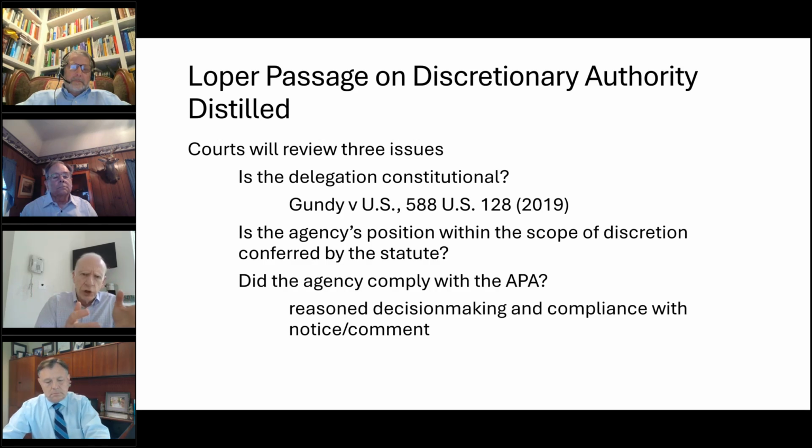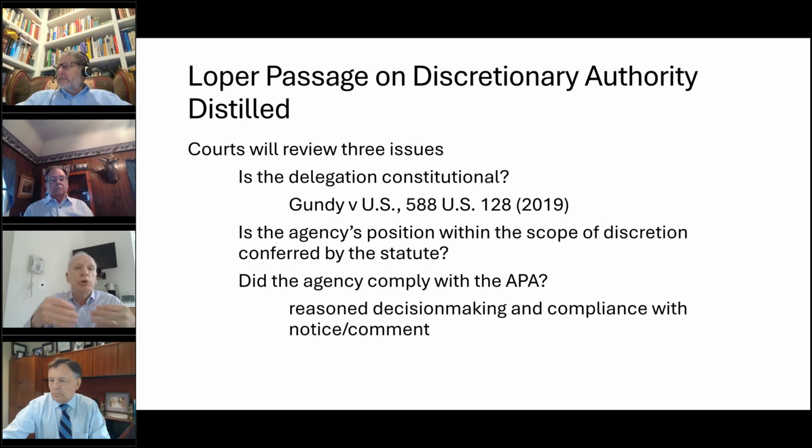It's an Article 1 function, and it should not be delegated to the executive branch under Article 2. Okay, so the courts, the Supreme Court, and the best case on this is the Gundy case I've cited. The Supreme Court has talked about whether or not the delegation provides an intelligible principle. That's their phrase. In other words, does it give some guidance on what Congress anticipates? If Congress just said, hey, do what you want, that would probably be unconstitutional.